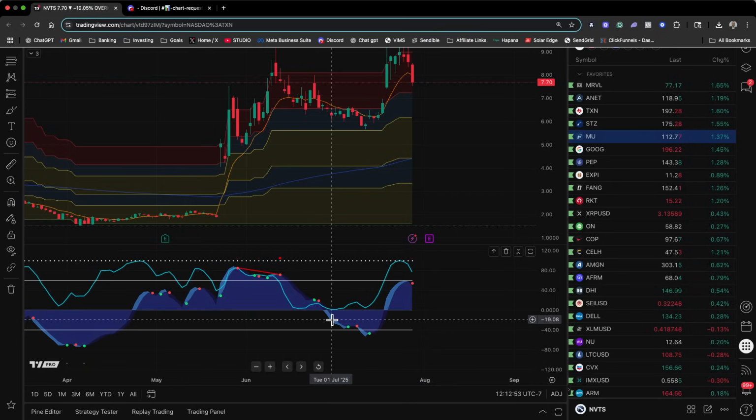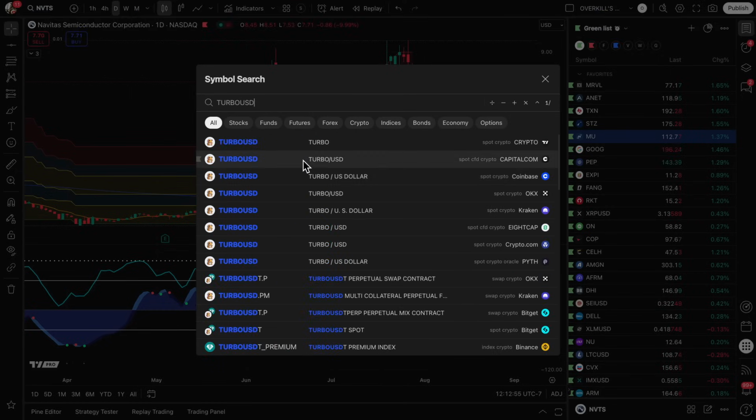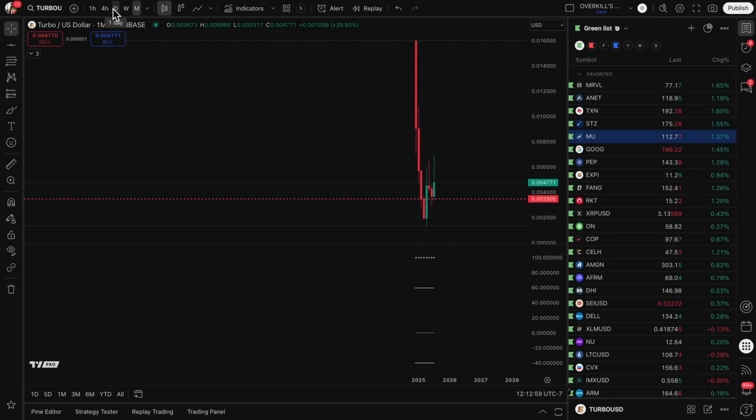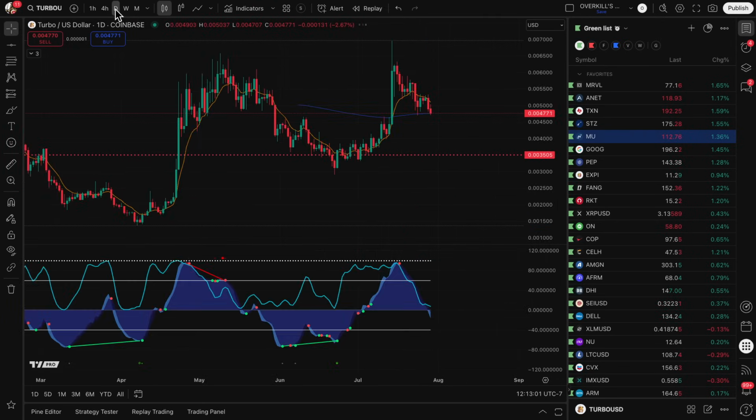What else we got? Turbo. Turbo, looking for that green. Looking for the green on the daily. No data on the monthly. So watching the daily here for an entry.